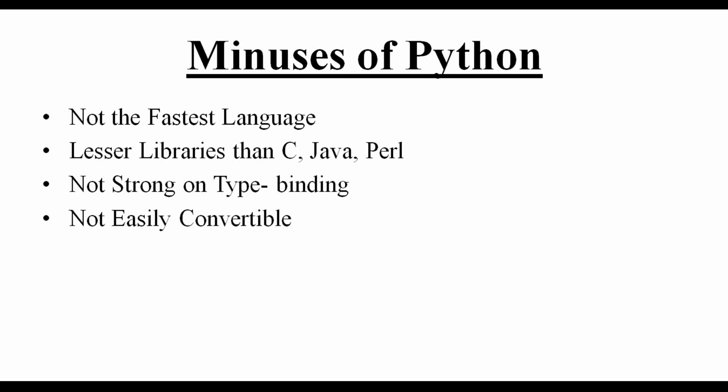Next point is not easily convertible. Python programming is not easily converted into other kinds of programming languages like C, C++, Java. Why? The question will come, why is it not easily convertible? Because different programming languages use different kinds of structure. But Python uses limited syntax, means it has a lack of syntax. So problems will arise when you convert your Python program into another language. Then it will not follow the structure. That's why it is not easily convertible.